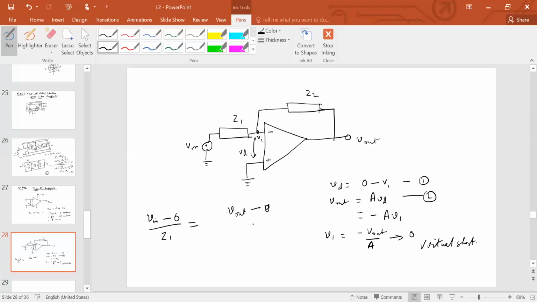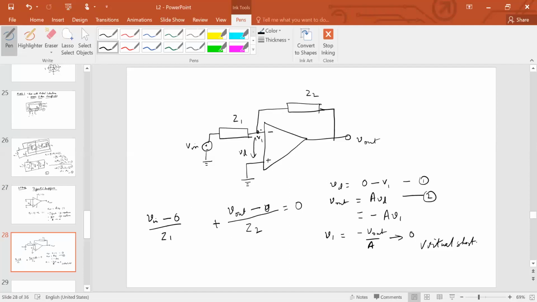right, upon Z2 with a minus sign. Why the minus sign? Because in one case you're considering the current coming in, in the other case you're considering the current going out. You could have of course done away with this equal to sign and just said that I will sum up all the incoming currents, and that is going to be equal to 0.